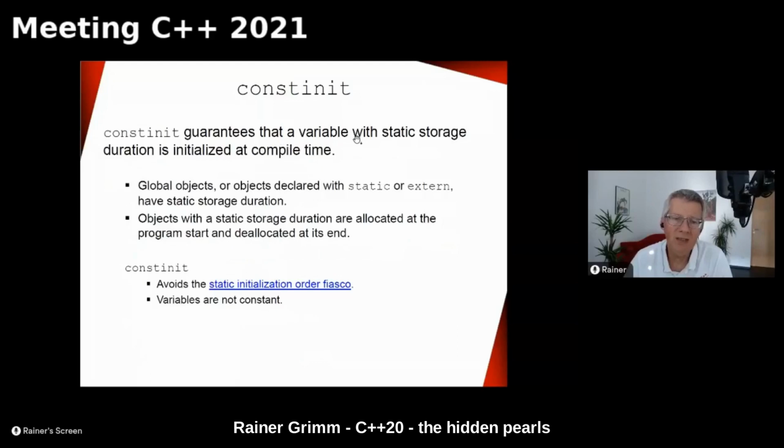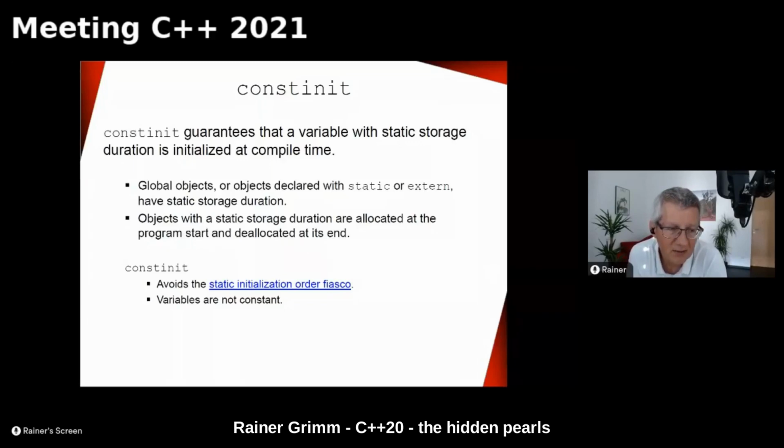Constinit guarantees that a variable with static storage duration is initialized at compile time. What does static storage duration mean? You have a global, something defined outside any scope, or an object declared as static or extern. And the key point is, now you have the guarantee that it is initialized at compile time. And here's the very interesting part. It's not constant. This is different to constexpr. When you initialize something at compile time and you make it constexpr, it's const.